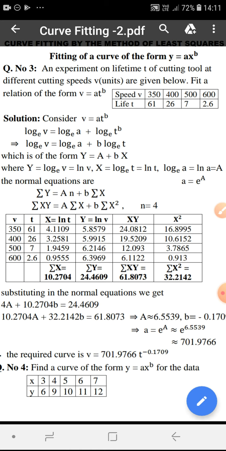So the first two columns are as it is the values given in the question, v and t. Next column capital letter X is log t or ln t. Capital letter Y is ln v, then XY and X square. So remember, log to the base e means it is not log to the base 10. So don't use log v to the base 10 or log t to the base 10. It is log to the base e. In the calculator you have to use ln.